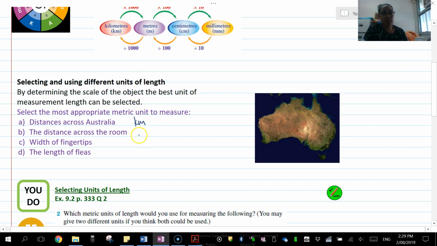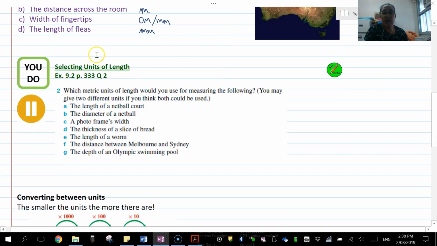The distance across a room, so the room that you're currently sitting in, would most likely be meters. Your width of your fingertips, if you want to be very exact, you might use millimeters, but I would be quite happy for you to measure that in centimeters. So that would be centimeters, or the length of something on your page. Then the length of fleas. Now, fleas are very small animals that live on other animals, and they're normally the size of a pinhead, so you might want to use millimeters. So be happy with that as well. So that's what we mean by selecting the appropriate units of length. I'd like you to pause and have a go of doing these ones here.